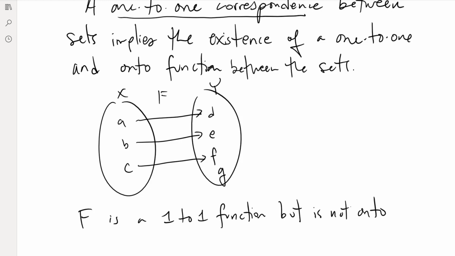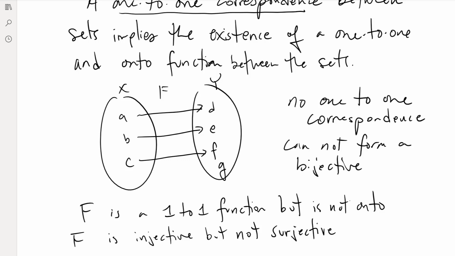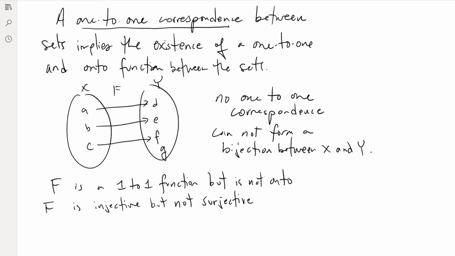Because there's obviously this element G here that is not mapped to from any elements in the domain for the function F. You could equivalently say that F, the big F function here, is injective. It is injective, but it is not surjective. And because it is not both injective and surjective, this function illustrates that we do not have a one-to-one correspondence. That's because we cannot form a bijective function or a bijection. There's no one-to-one correspondence between X and Y possible because you can't have both an injective and surjective function.